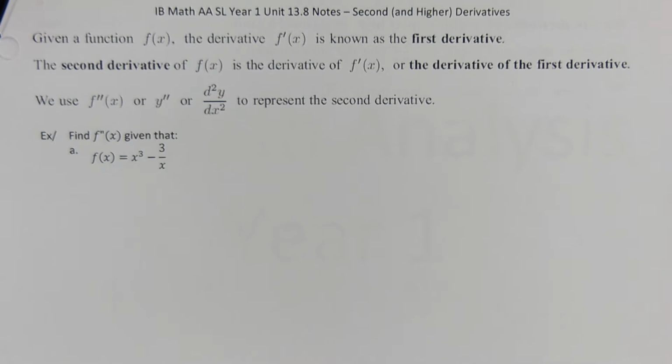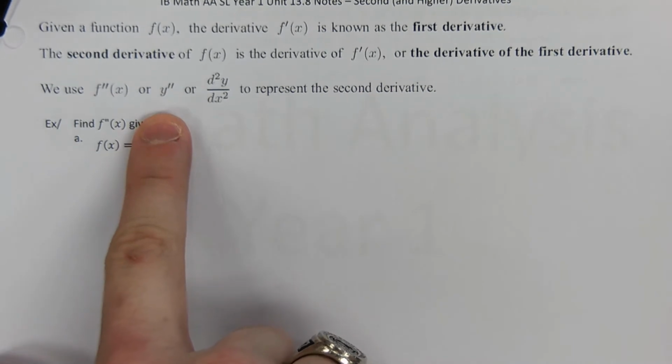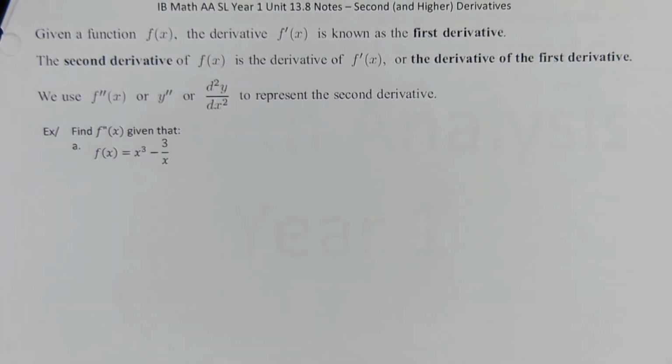So given a function f of x, the derivative, f prime of x, is known as the first derivative. The second derivative would be the derivative of the first derivative. How about that? It's interesting, right? And we would denote the second derivative as f double prime of x, which is what you're seeing right there. So you can say f double prime, y double prime, or this really weird setup, d squared y over dx squared. I'm going to stick with f double prime.